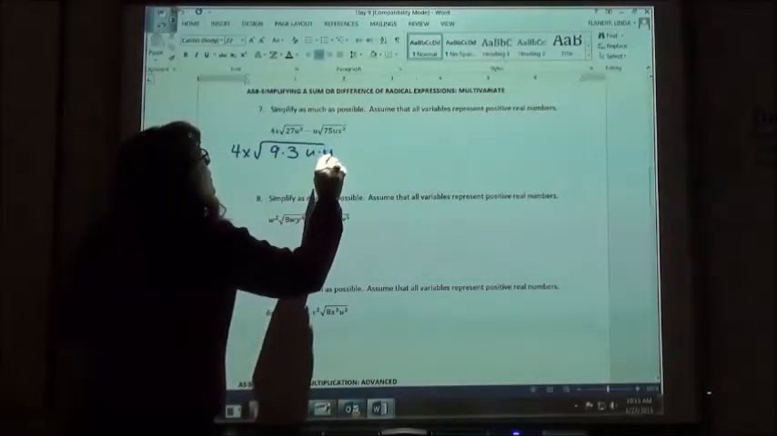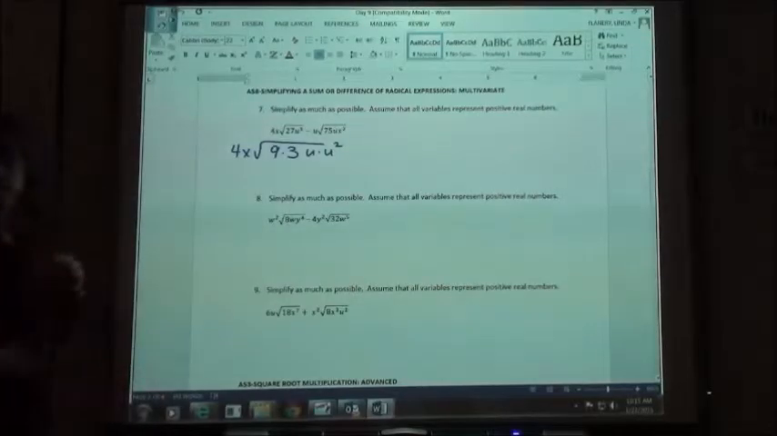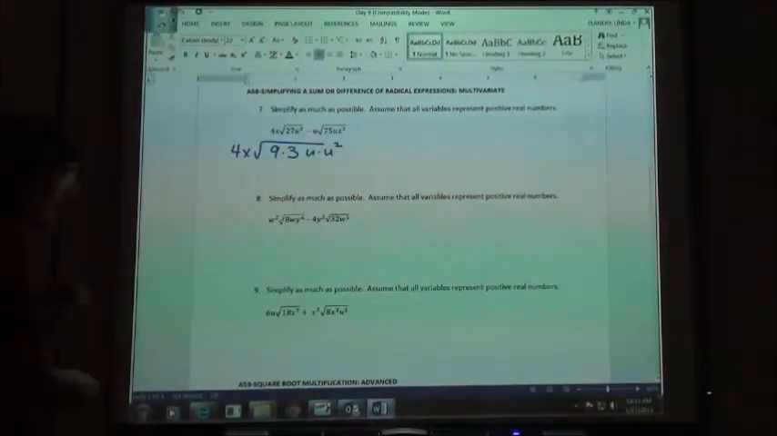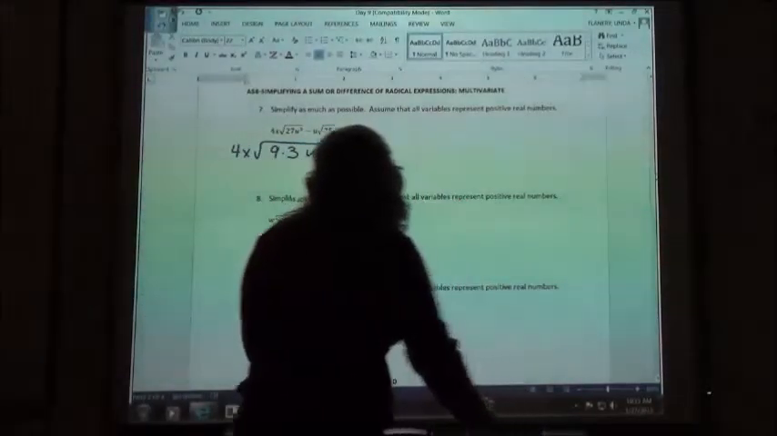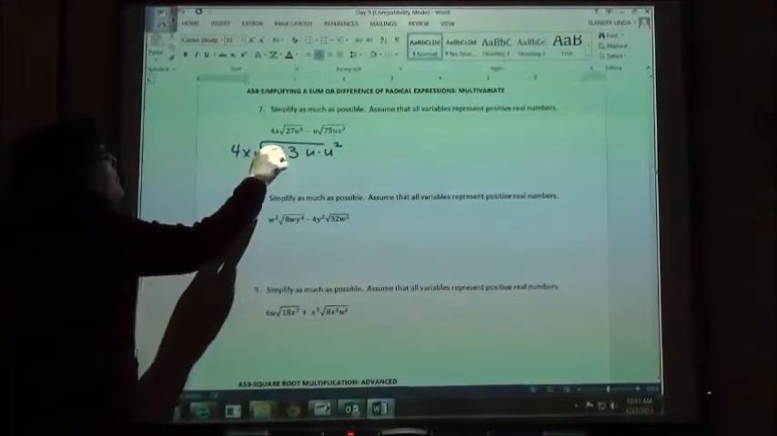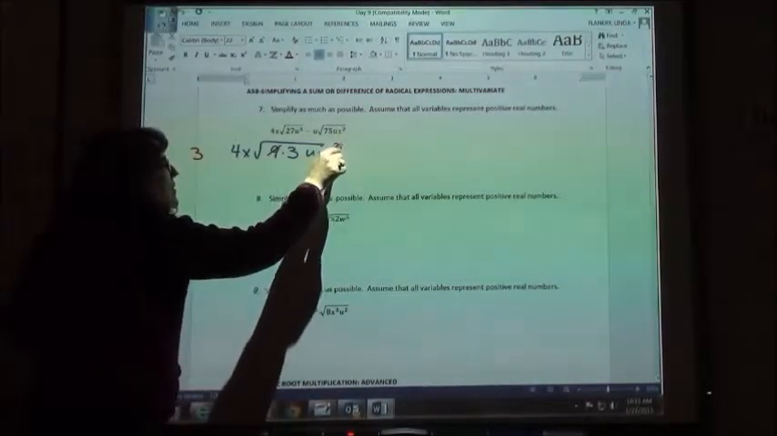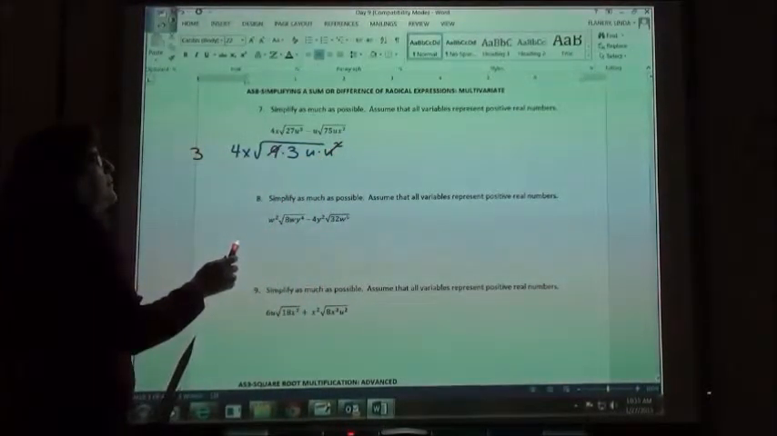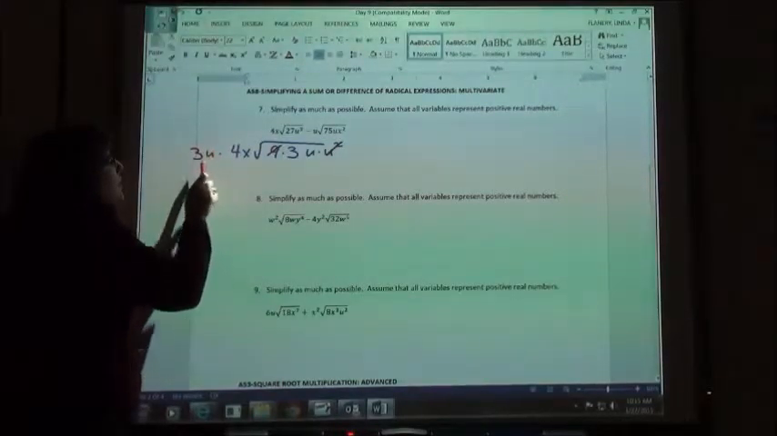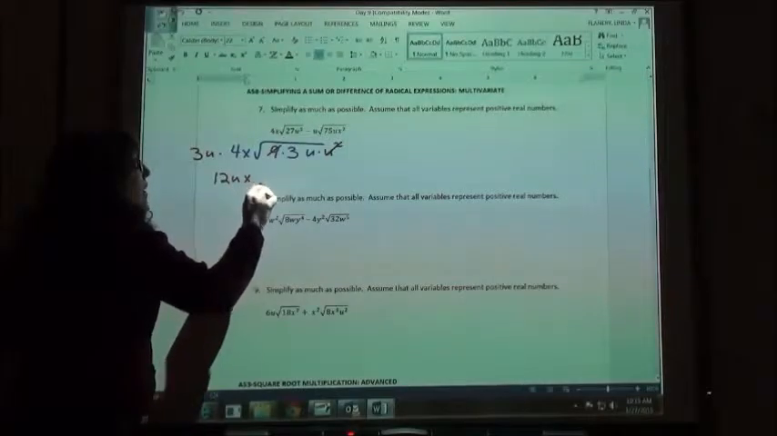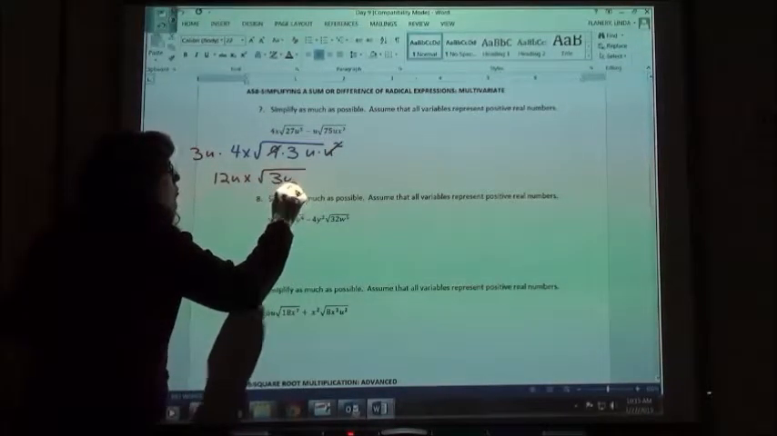a u and a u squared. It took out 1, so I've got 2 left. u times u squared, taking out my perfect squares. The square root of 9 is 3. The square root of u squared is u. So I have 3u times 4x, which would be 12ux. And then I have the square root of 3u left over, right?